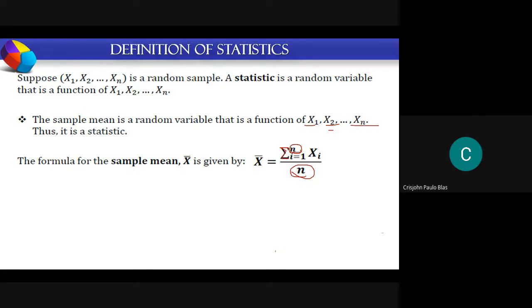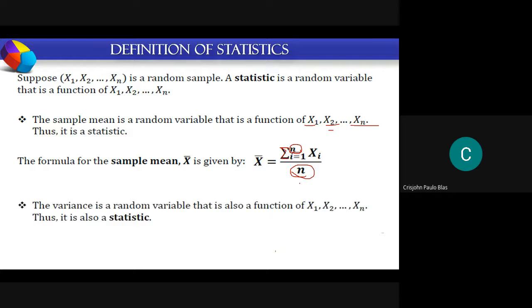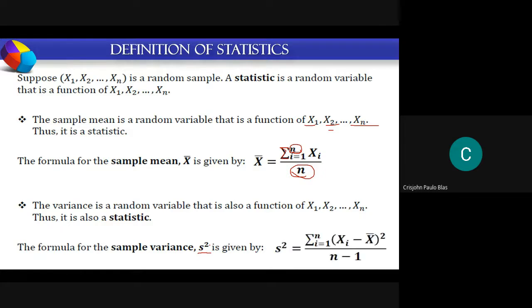So the variance is a random variable that is also a function of x sub 1, x sub 2, and x sub n. It is also a statistic. The formula for the sample variance, denoted by s squared, is given by s squared is equal to the summation of the squared difference of the random variable and the sample mean, from i equals 1 until n, all over n minus 1.